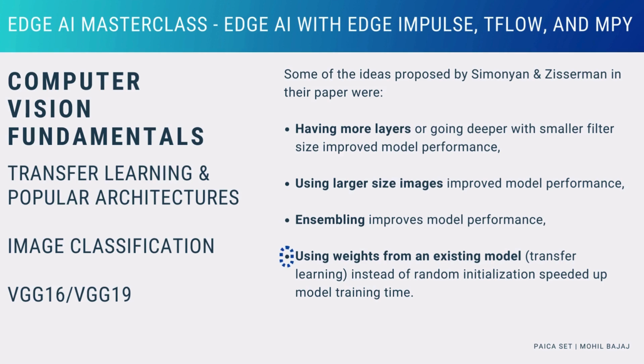Another was the idea of transfer learning itself. The team was one of the first to use weights from an existing model instead of random initialization to speed up model training time. The main advantages of VGG are excellent performance on image datasets and a straightforward architecture that's relatively easy to implement and adapt. However, due to its depth and the size of fully connected layers, it can be quite computationally intensive and resource demanding, which might not be ideal for some real-time applications or for devices with limited hardware capabilities.